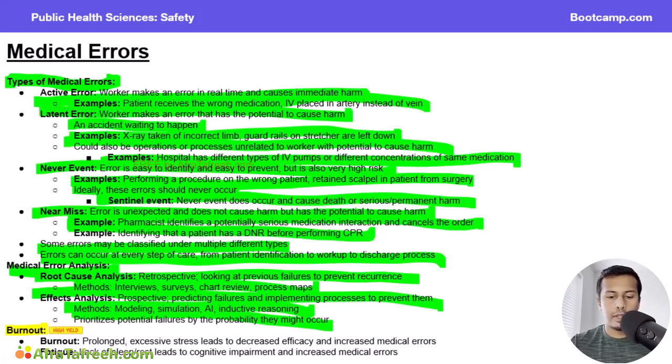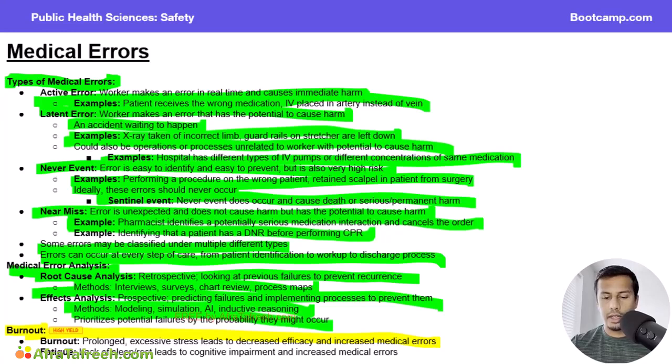So burnout is basically prolonged and excessive stress that leads to decreased efficacy and increased medical errors, right? A resident that's working 7, 10, 14 days in a row, this is prolonged and excessive stress, and because of that, they're not going to be as effective, and they're going to make mistakes. Anyone that's worked in the hospital for a really long time like that, you're not thinking straight, you start making some errors. That is what burnout is. It is from prolonged and excessive stress.